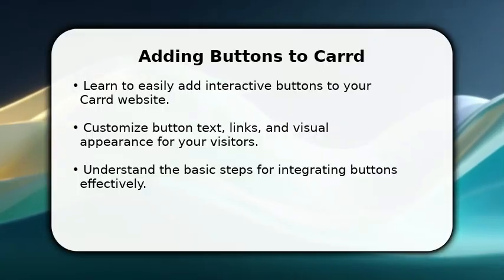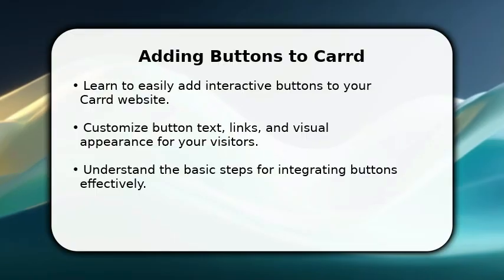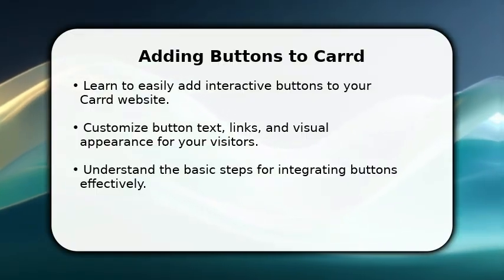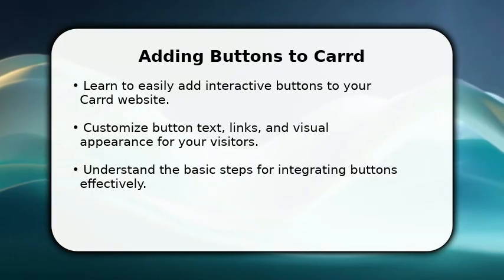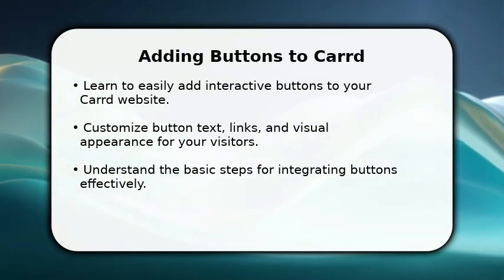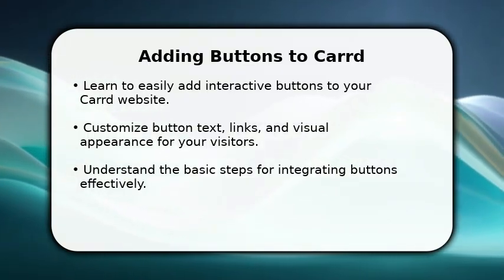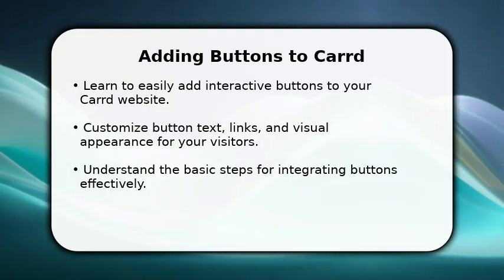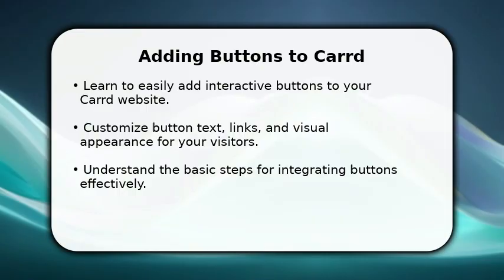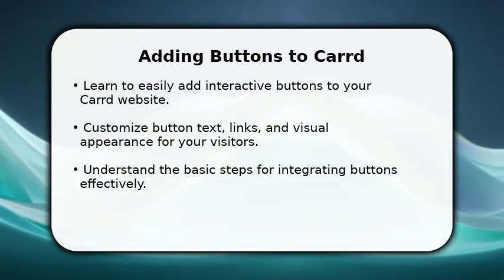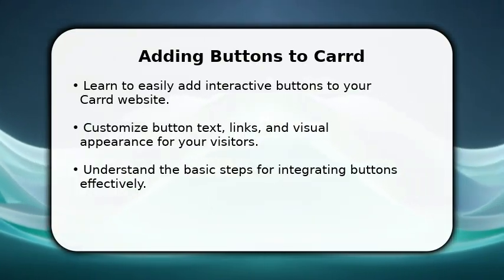In this video, I will explain how to use buttons on CAD. To begin, open your CAD editor and click the plus icon to add a new element. Select Buttons from the available options. A default button will appear on your canvas. You can then immediately start customizing its text and destination link. This initial step is straightforward, allowing you to quickly place a functional button.